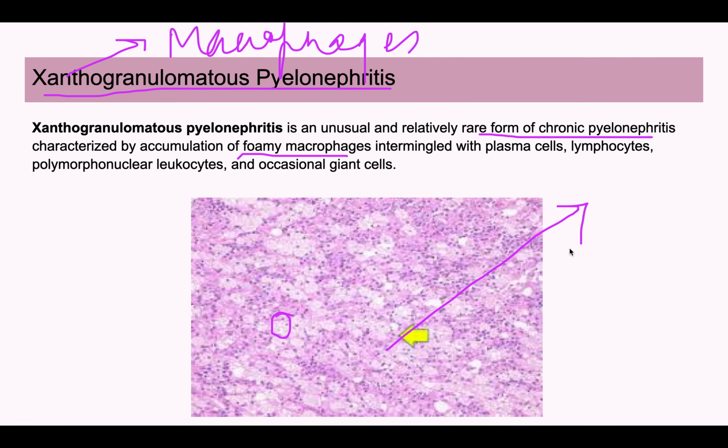These light color ones, these are macrophages. So it is just a collection of macrophages present along with other chronic inflammatory cells such as plasma cells and lymphocytes. So this is xanthogranulomatous pyelonephritis. It is a type of chronic pyelonephritis only.